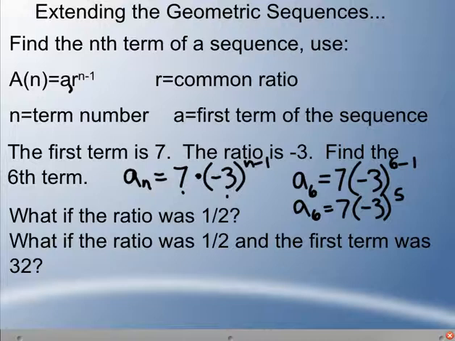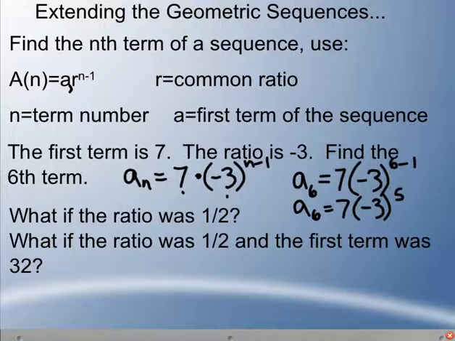Well, if I do negative 3 to the 5th power, let's see what I get. I am going to get negative 729, and then I multiply that by 7, which I believe gives me a negative 5,103. Okay, so we can plug this into our calculators or do it by hand, whichever you are doing, to find that sixth term. And remember, we're going to do that exponent before we actually multiply by 7.